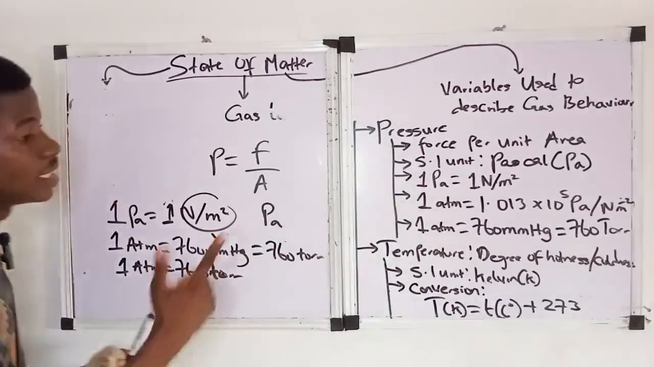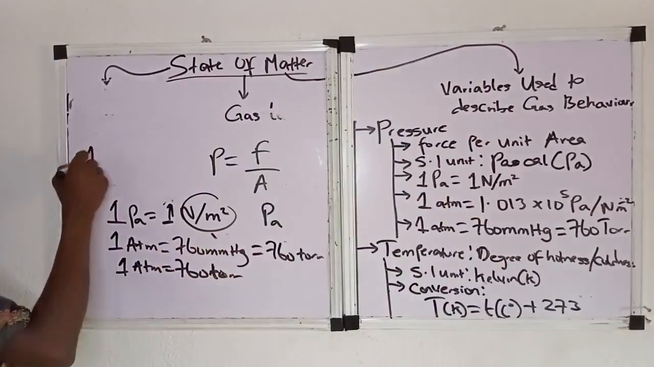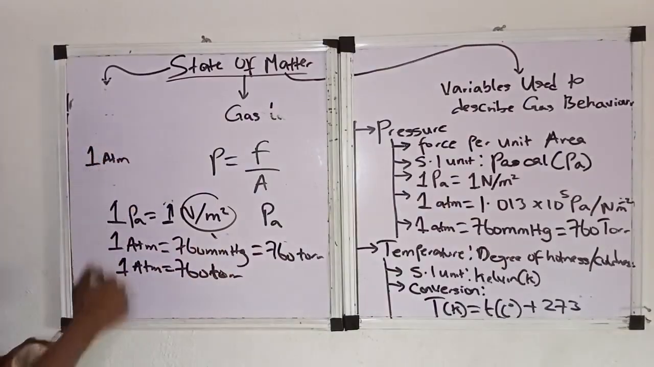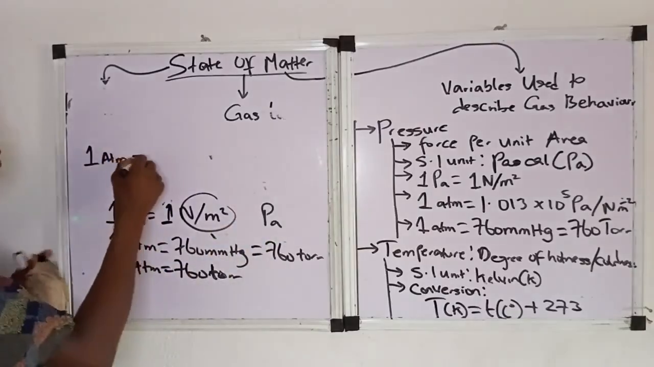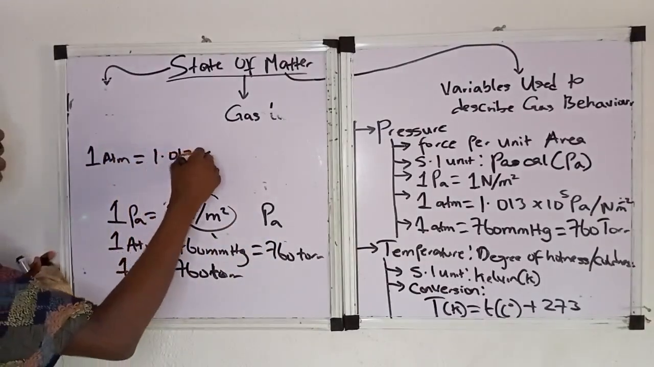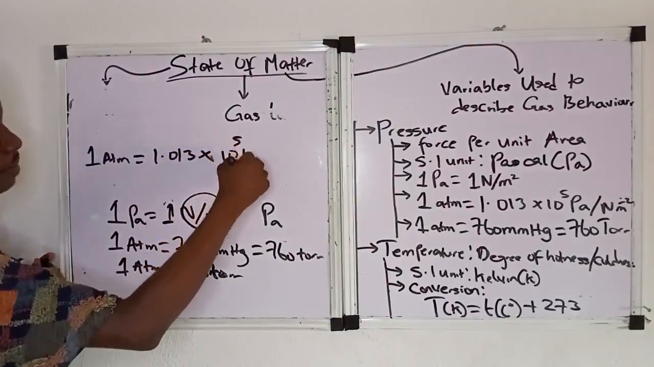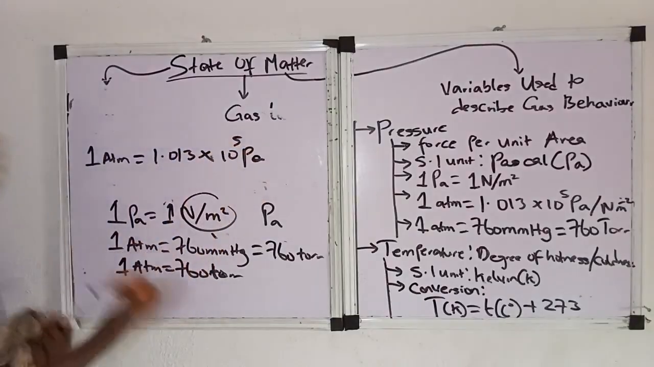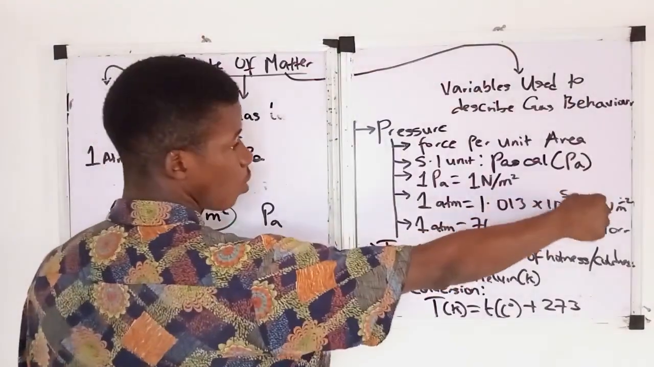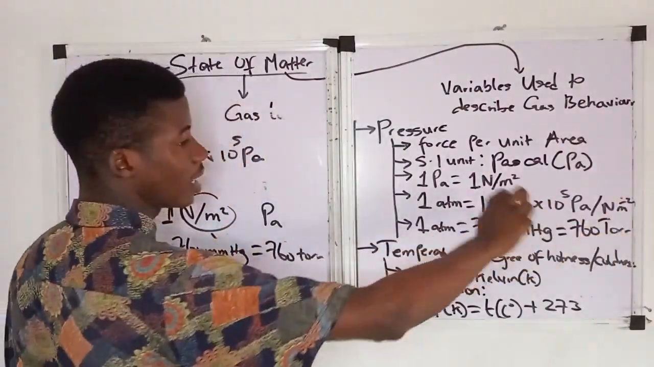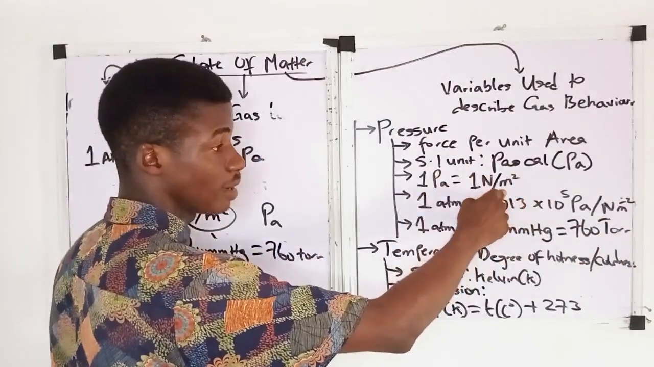This is very important. Apart from that, 1 atmosphere is also equal to 1.013 times 10 raised to power 5 Pascal, or Newton per meter square. Remember, 1 Pascal is equal to 1 Newton per meter square.